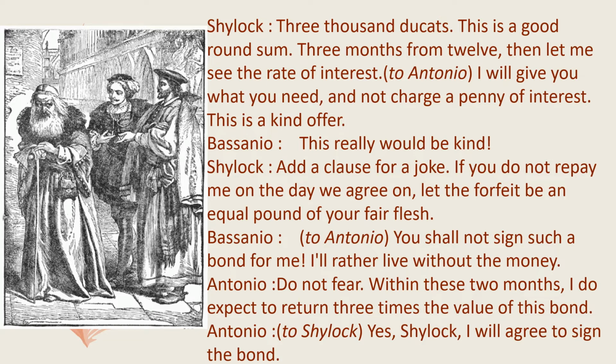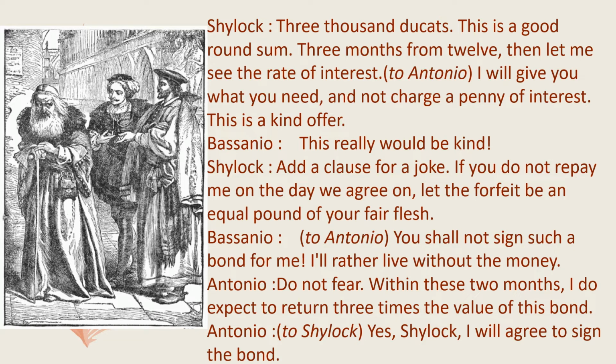After thinking for a while, he turns towards Antonio with a thought and he says, I will give you what you need and not charge a penny of interest. This is a kind offer. I have a wonderful offer for you. I shall give you the money that you require and I shall not charge any interest on it. Hearing these words, Bassanio says, this really would be kind. It would be your kindness if you do so.